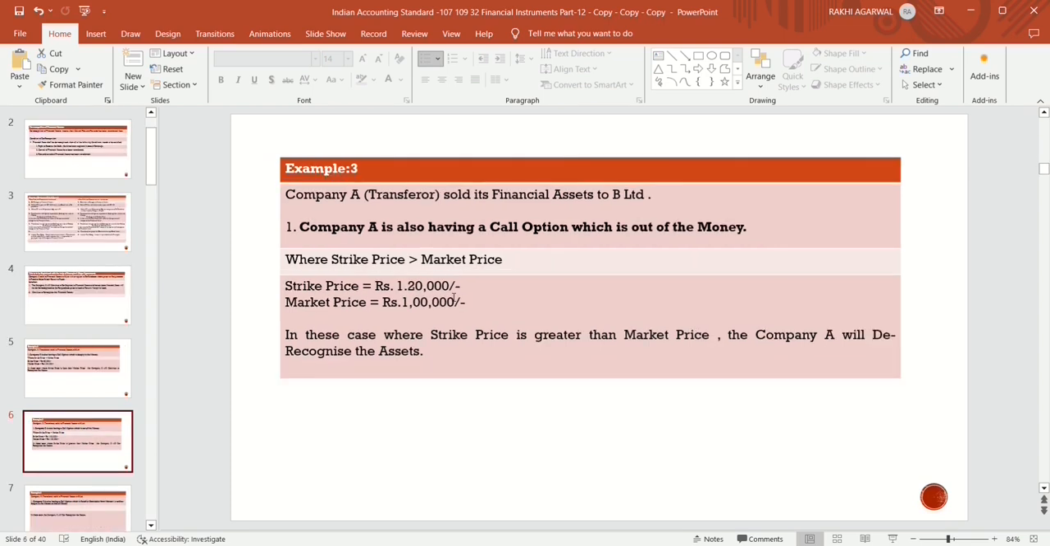Now example 3: company A, that is the transferor, sold its financial asset to B Limited. Company A has a call option which is out of the money. Out of the money means when the strike price is greater than market price. Here the strike price is 1,20,000 and market price is 1 lakh. Since the strike price is greater than market price, company A will de-recognize the financial asset.